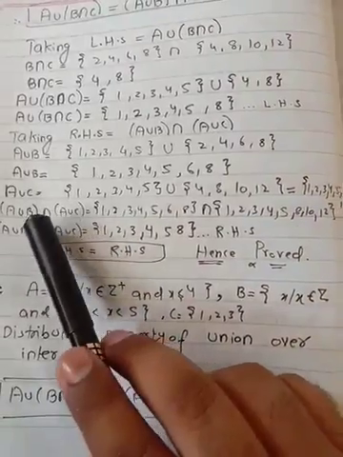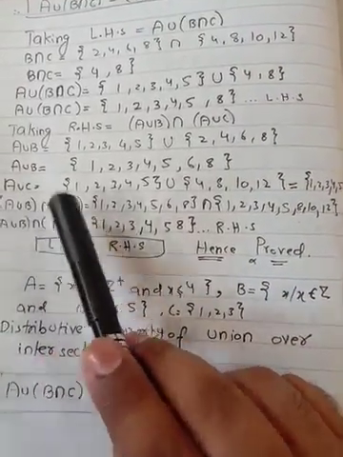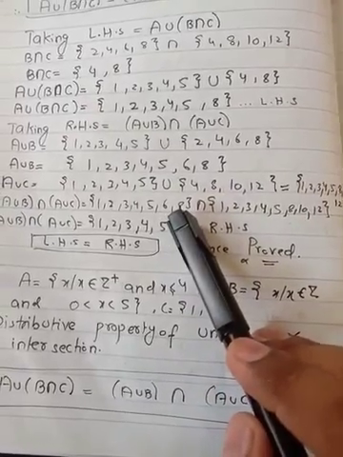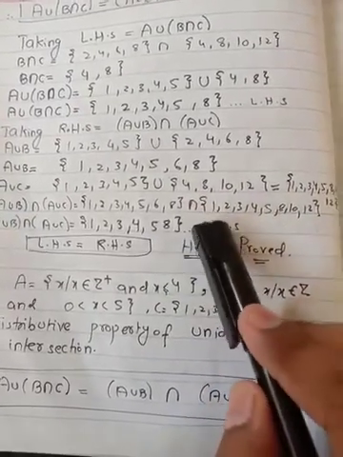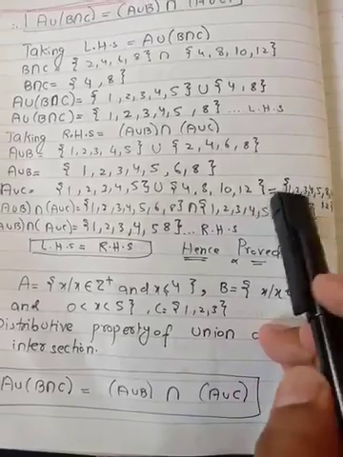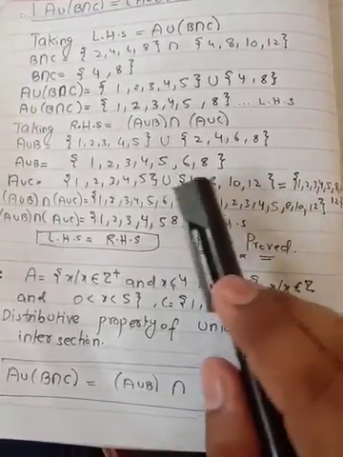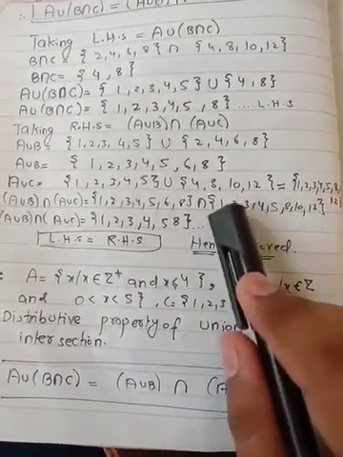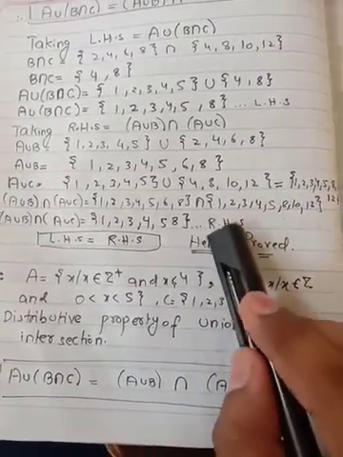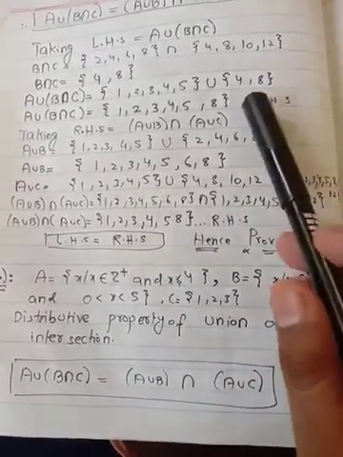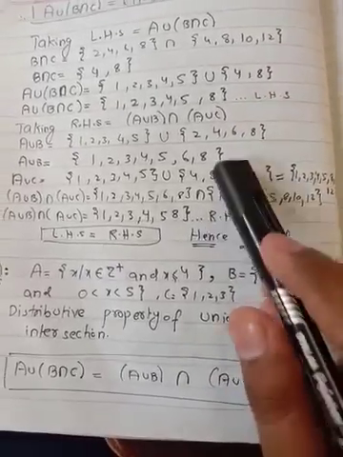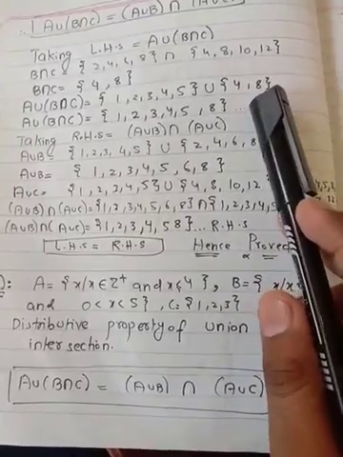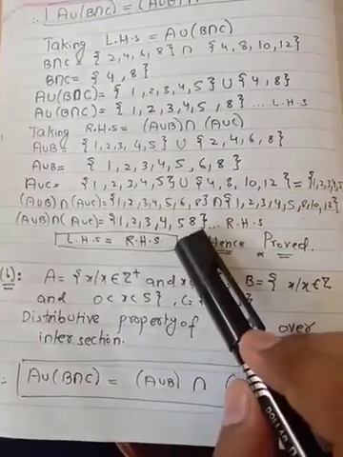Now we will find the intersection between A union B and A union C. A union B is 1, 2, 3, 4, 5, 6, 8 and A union C is 1, 2, 3, 4, 5, 8, 10, 12. The intersection of both sets will be 1, 2, 3, 4, 5 and 8. This is our right hand side. So we can see that this is the left hand side and this is the right hand side. The answers of both sides are the same. Answer is 1, 2, 3, 4, 5, 8. Hence left hand side equal to right hand side.